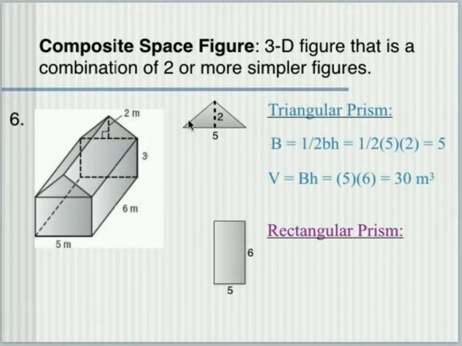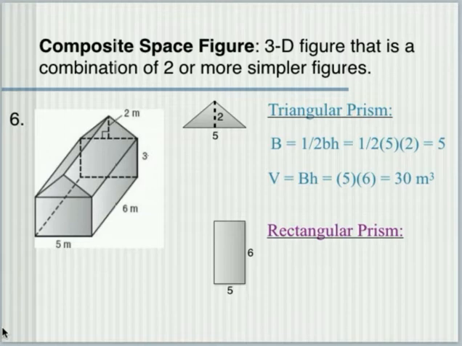You get that the area of the triangle is 5, and you plug that into your volume formula. Area of the base times height, which is really just the distance between the triangle bases, would be 6. So 5 times 6 would be 30. So 30 cubic meters for the volume of the triangular prism.